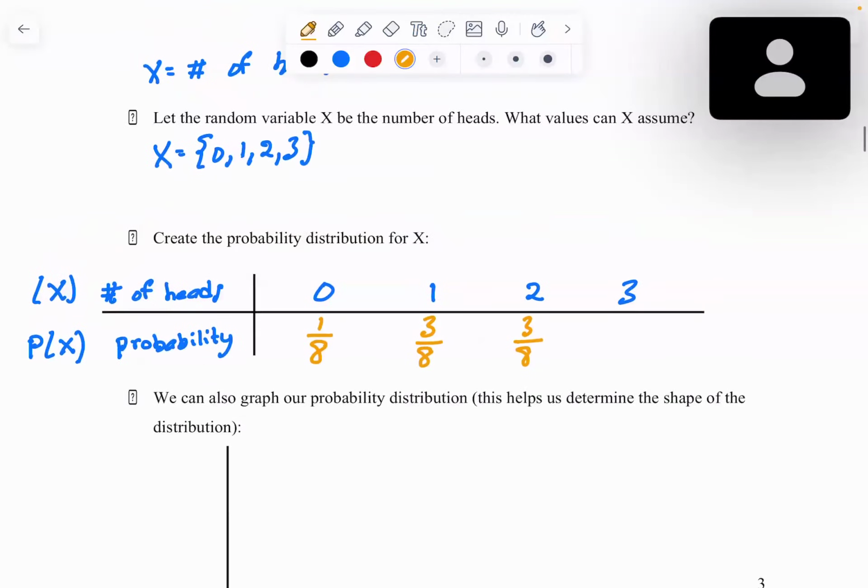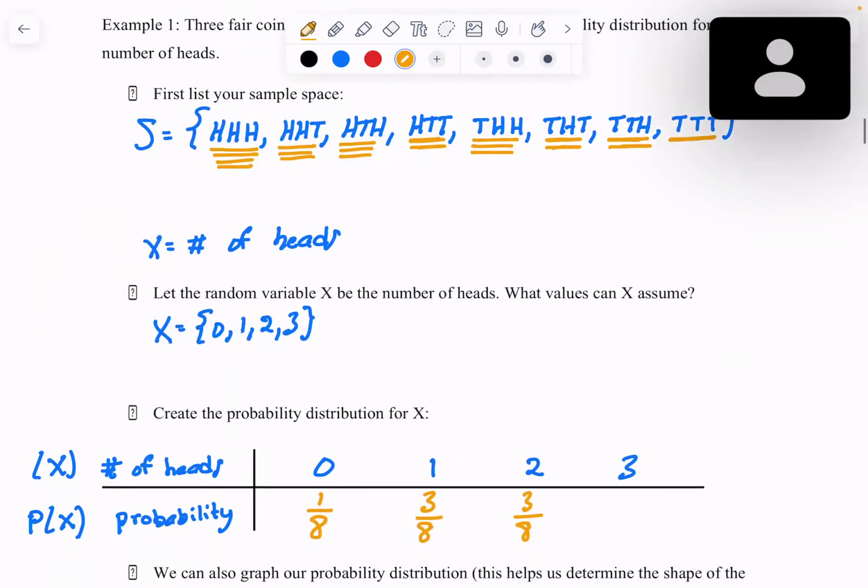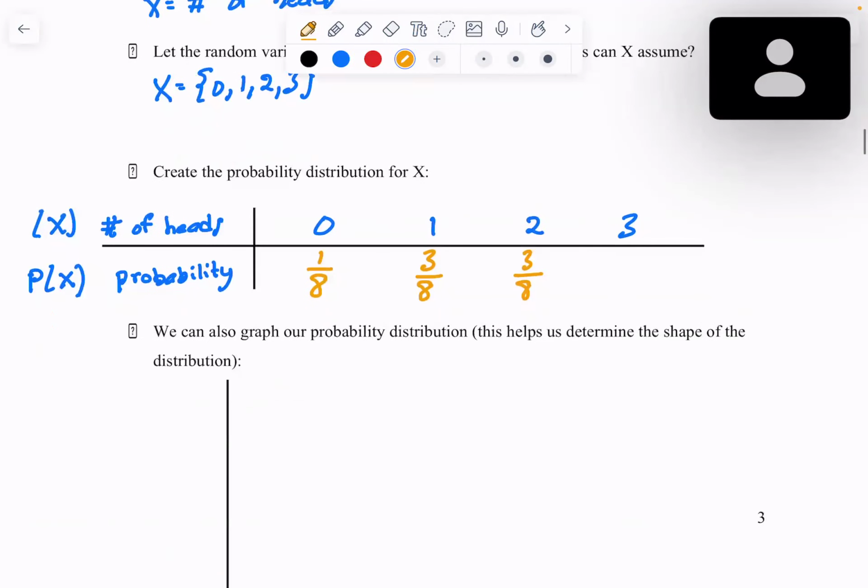And then finally, what's the probability of getting 3 heads? There's only one way it can happen right here. When you get head, head, head, there's one of those out of 8 possible outcomes in the sample space. So the probability of x being 3 is 1/8.